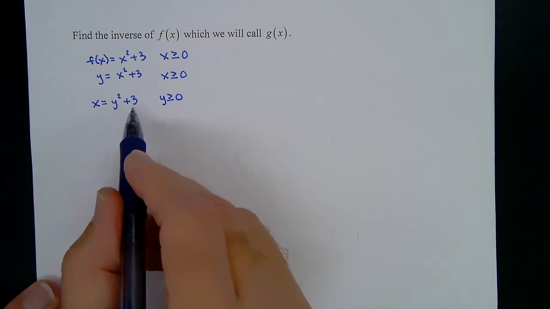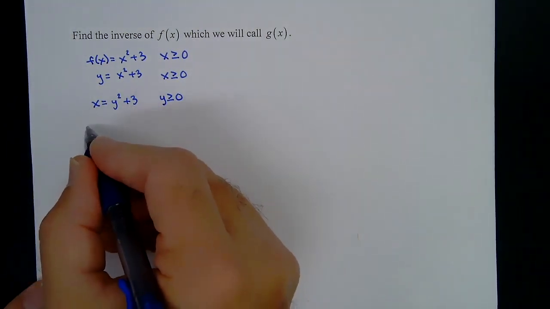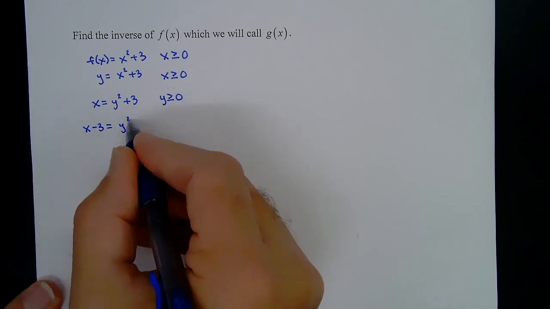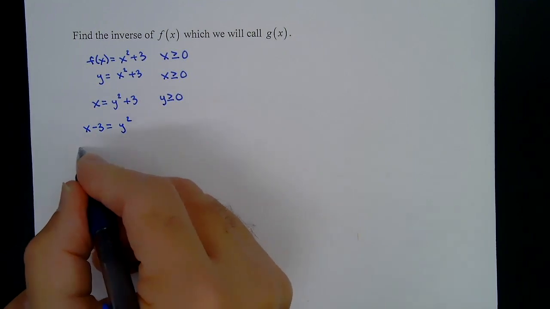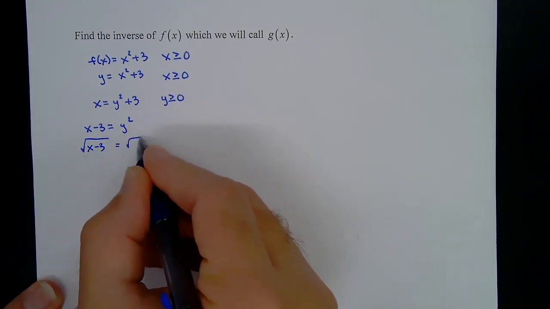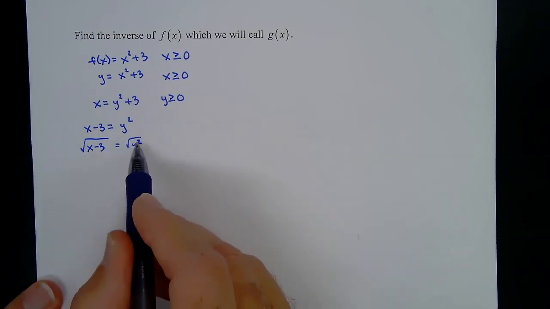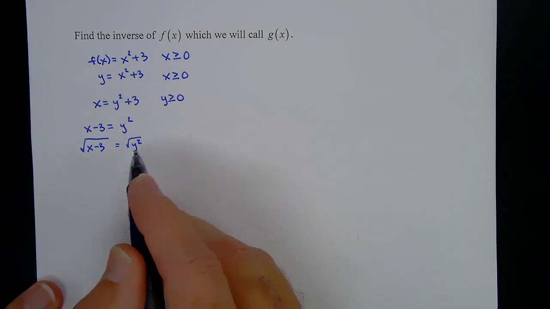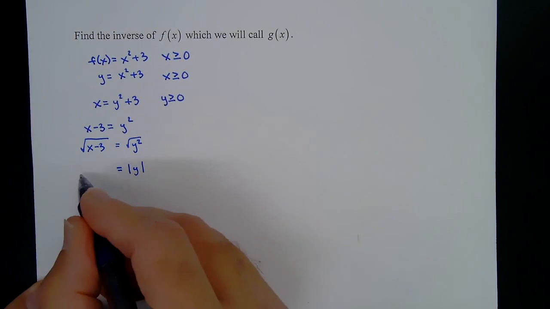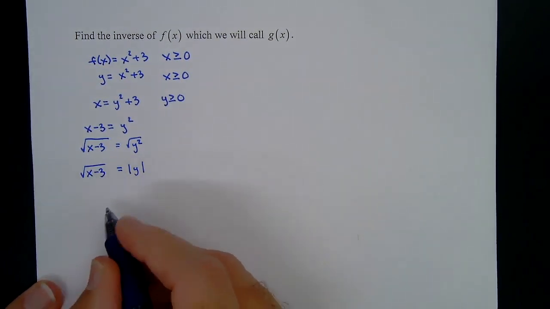Now I'm going to start solving this for y. So I'm going to subtract 3 from both sides. And that would give me x minus 3 is equal to y squared. And then I'm going to square root both sides. Okay, and remember the square root of y squared actually becomes the absolute value of y. So the absolute value of y is equal to the square root of x minus 3.